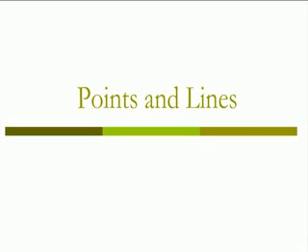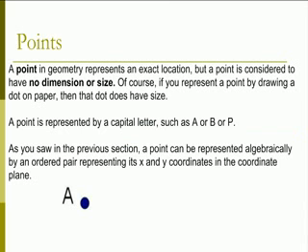This video is going to be over points and lines. Well, we're going to go over some vocabulary first, and as we go over this vocabulary, we'll be giving you some examples of what points and lines are. The first word is points. A point in geometry represents an actual location, but a point is considered to have no dimension or size.